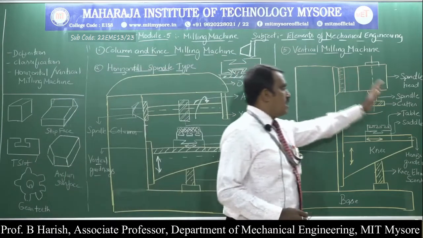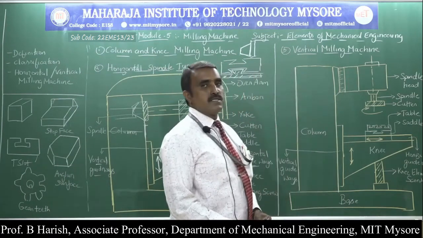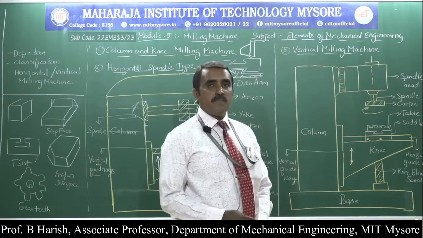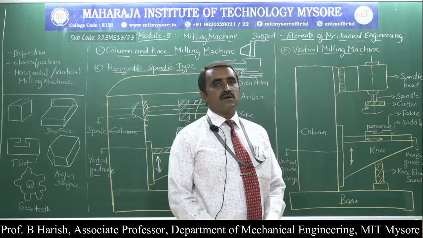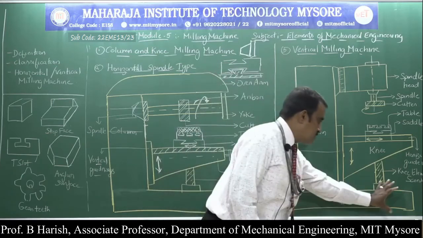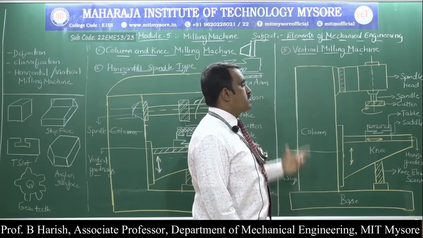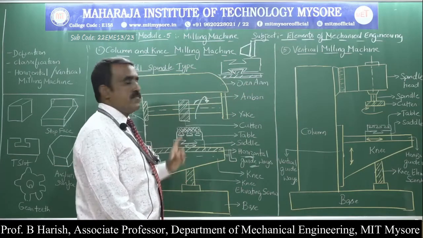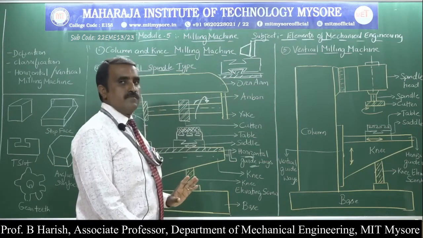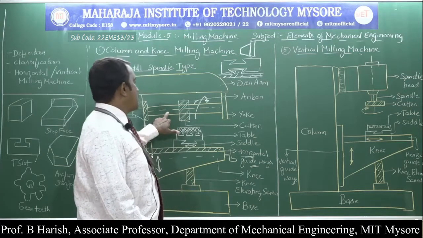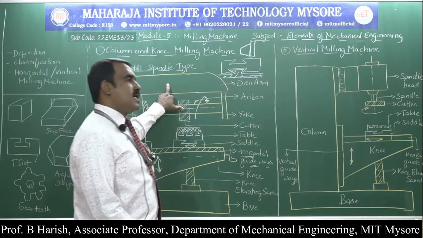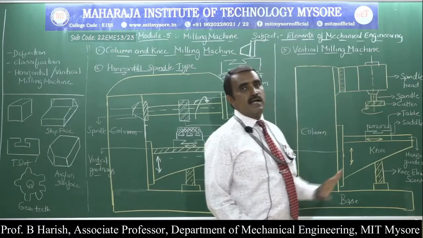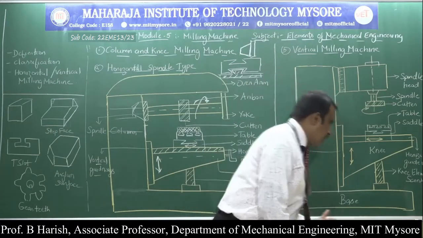This figure refers to a vertical milling machine. Here almost all the parts are similar when compared with the horizontal milling machine. You will have a base and a vertical column. The overarm is not present and the arbor is not present. Instead of the arbor, you will have a spindle head.